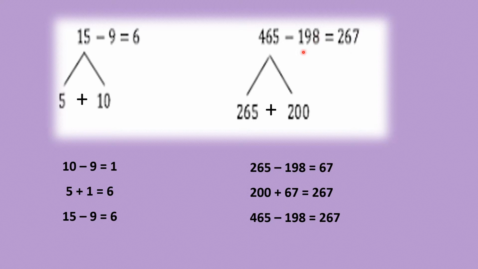Now, if you have been asked to explain your method, you do the breaking thing. I have broken 465 into 265 and 200. Now I choose the bigger number, I subtract it from 198, and then I add the answer with 200. I got 267. So my answer is 267. Is that exactly the same as my direct answer? Are the two answers the same? Yes, they both are the same. That means my method is just perfect. I've done the right thing.